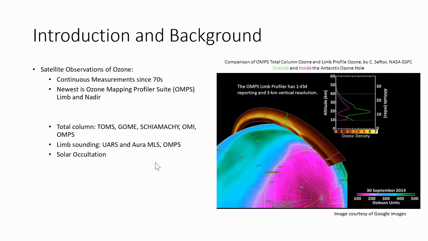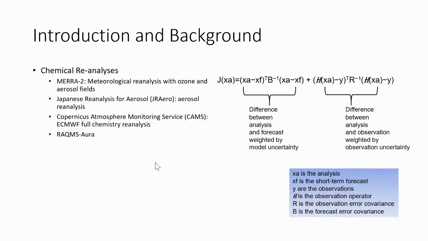And the main instruments that have done limb sounding are the MLS and the Solar Backscatter Ultraviolet instrument. So one way that we can use these measurements is in chemical reanalyses. Some of these meteorological reanalyses are MERRA-2, which only does ozone and aerosol, the Japanese reanalysis for aerosol, and the Copernicus Atmosphere Monitoring Service under the guise of ECMWF has done a full chemical reanalysis.